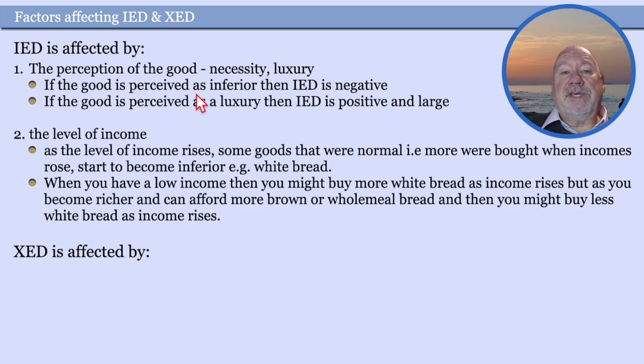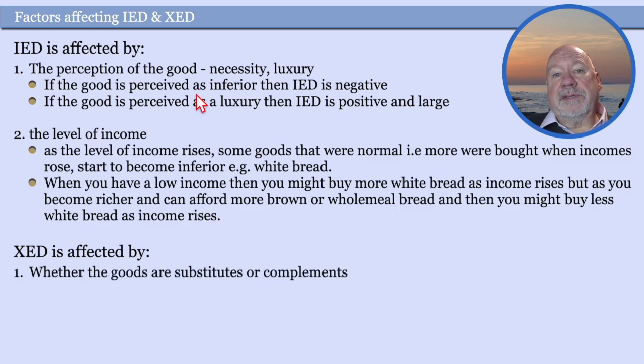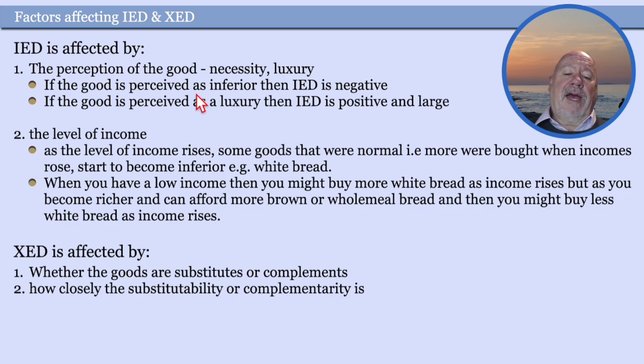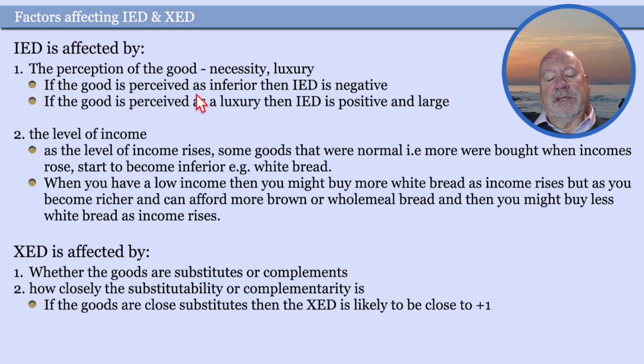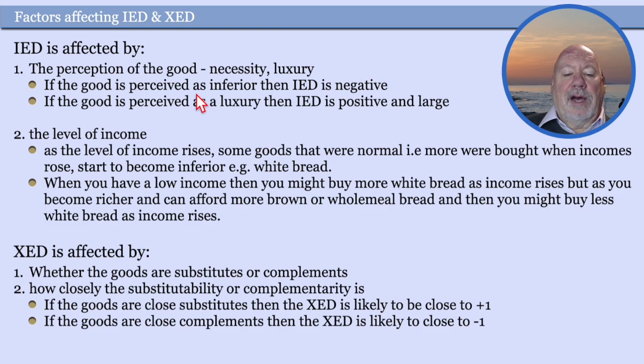And finally, XED is affected by whether the goods are substitutes or complements. Remember, if they're substitutes, then the XED is a positive number. Complements, it's a negative number. And also how close those substitutes or complements are. So the standard argument is, if they're very close substitutes, the XED is likely to be +1, plus because it's a substitute. If they're complements and they're close complements, it's going to be negative, but -1. So those are the factors that affect PED, XED and IED.